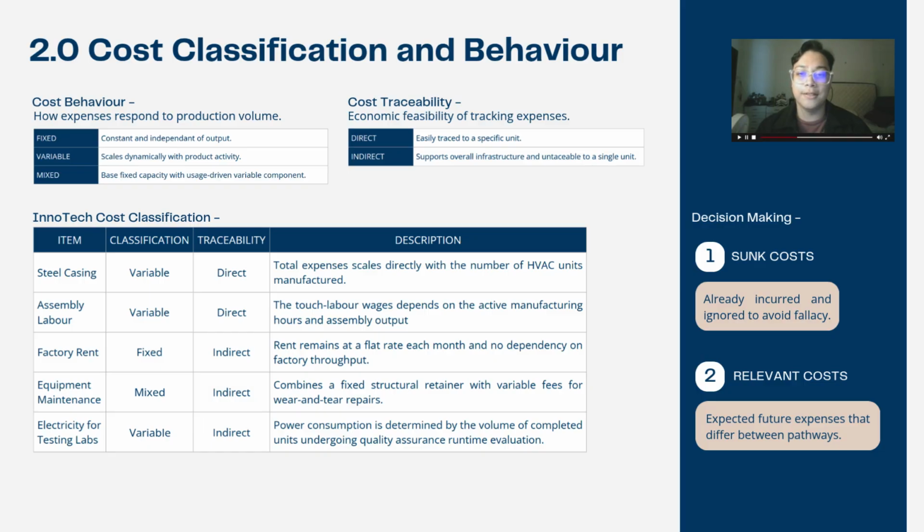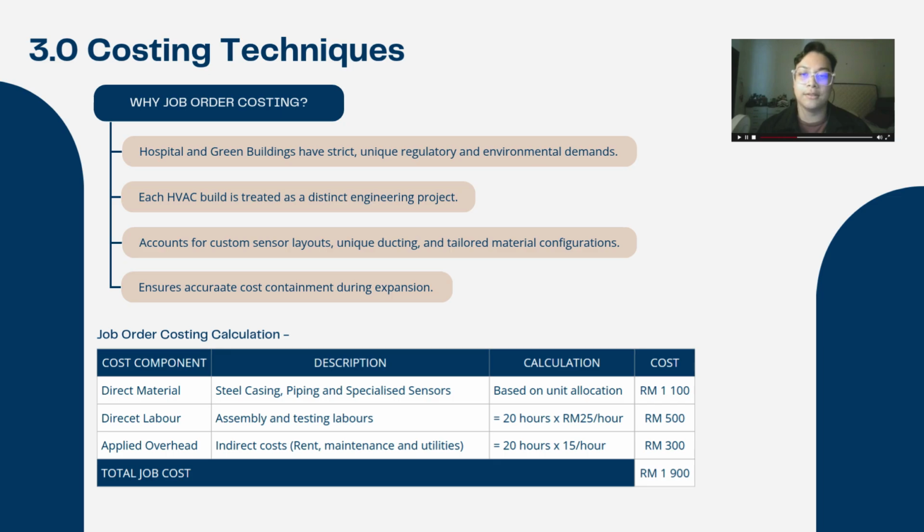Crucially, for long-term engineering decisions, we distinguish between sunk costs, past expenses like previous research that are ignored to prevent the sunk cost fallacy, and relevant costs, which are the expected future expenses that will actively change depending on the strategic pathway we choose. This brings us to Chapter 3, Costing Technique.